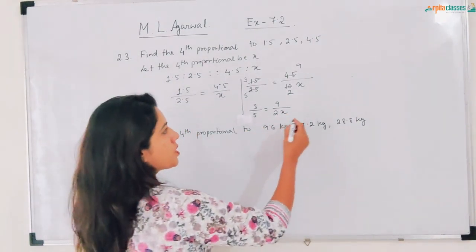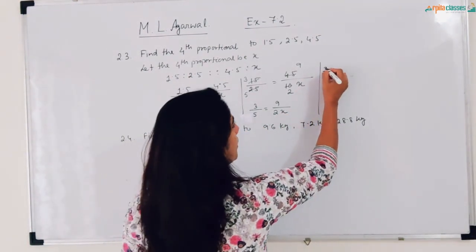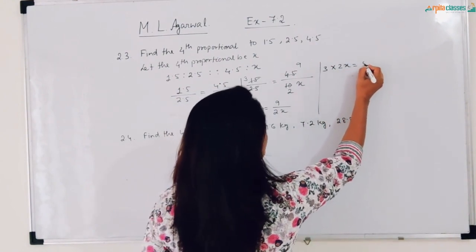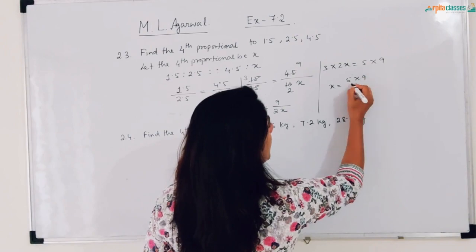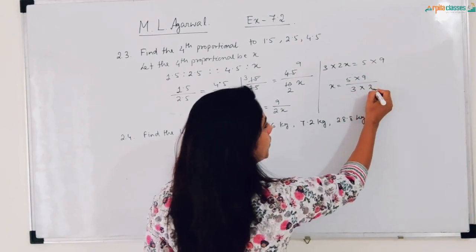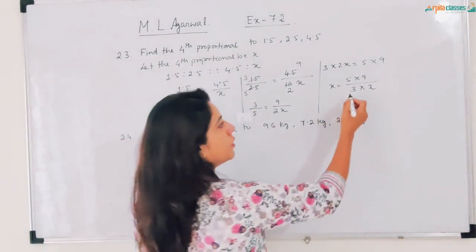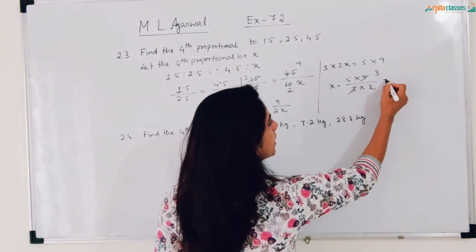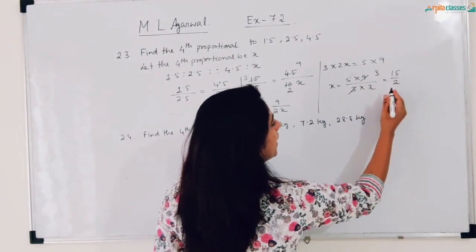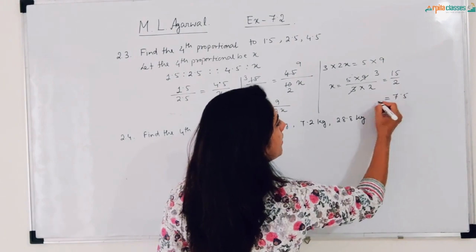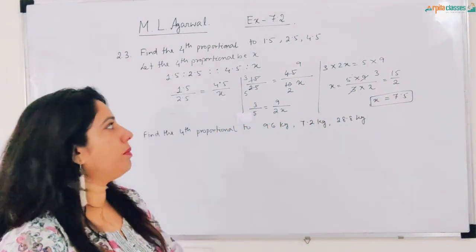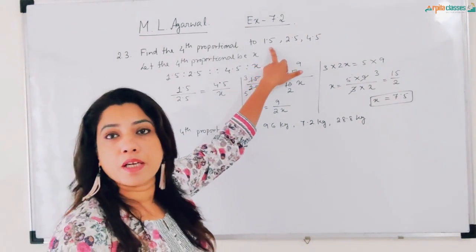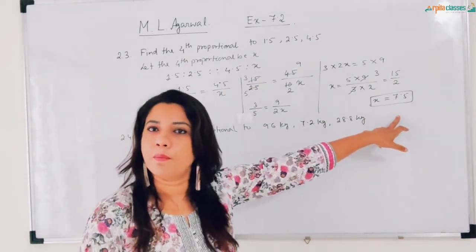Now we can cross multiply. So it will be 3 into 2x is equal to 5 into 9, or x is equal to 5 into 9 divided by 3 into 2. Reduce it, 3 ones are 3, 3 threes are 9, so it is 15 upon 2, and that will be 7.5. So the value of x is 7.5. You have to leave the answer in points because in the question the numbers are given in points, so we will leave the answer in points.